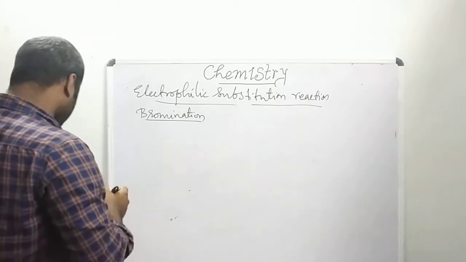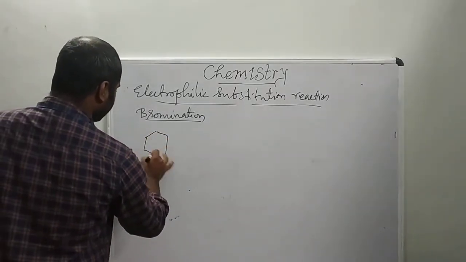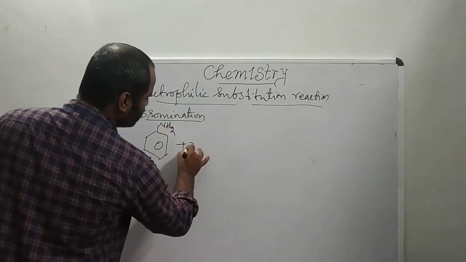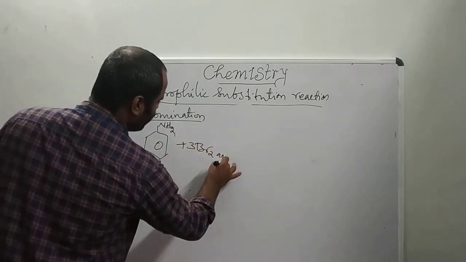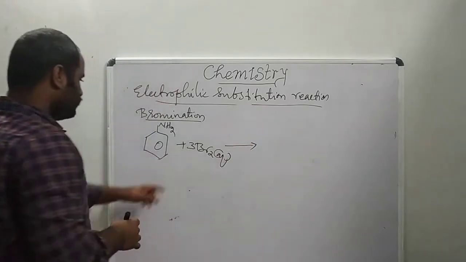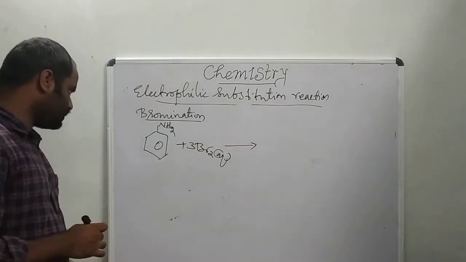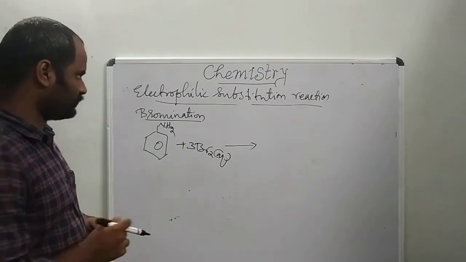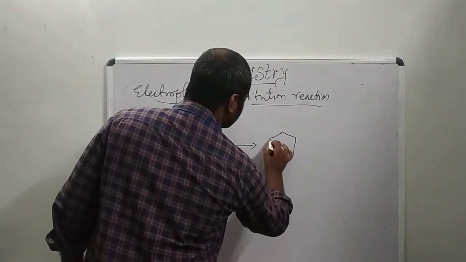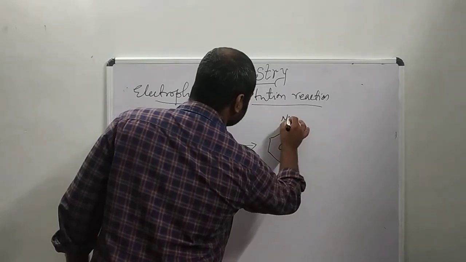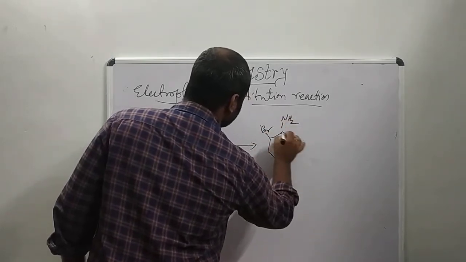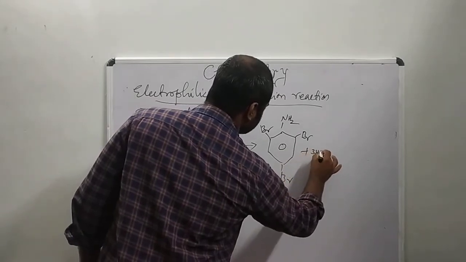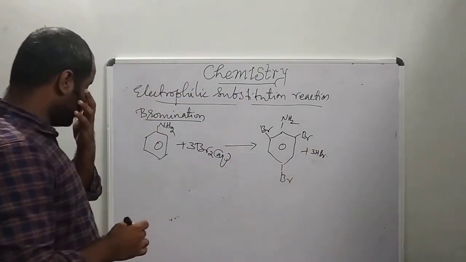So take the example aniline. Aniline can be brominated on reaction with bromine water, that means aqueous Br2. Br2(aq) stands for bromine water. You get a product like this, C6H2NH2Br3, plus 3HBr. Are you getting me?